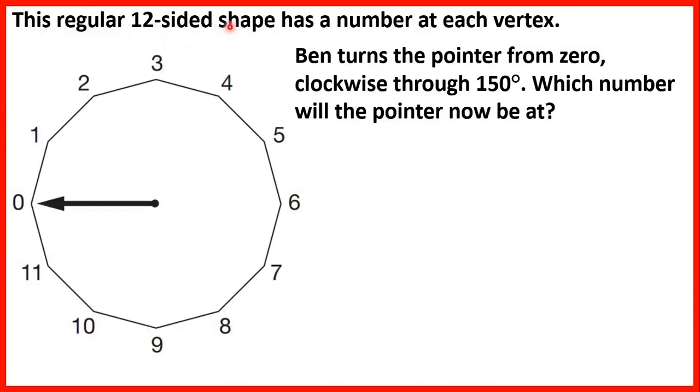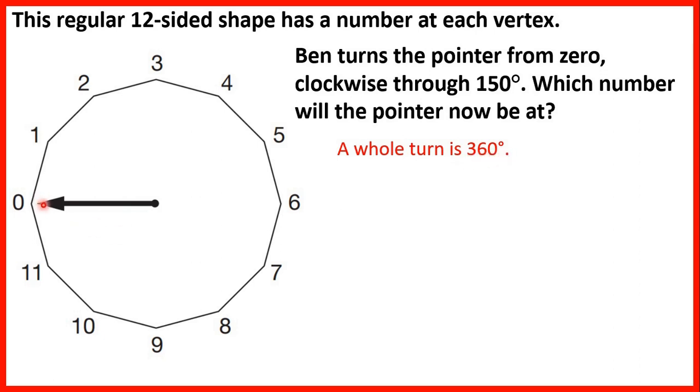This regular 12-sided shape has a number at each vertex. Ben turns the pointer from 0 clockwise through 150 degrees. Which number will the pointer now be at? So a regular shape is a shape where all of the sides are the same length and a vertex is like a corner or a point. Now the pointer has started at 0 and it's turned through 150 degrees. So we need to remember that a whole turn is 360 degrees.